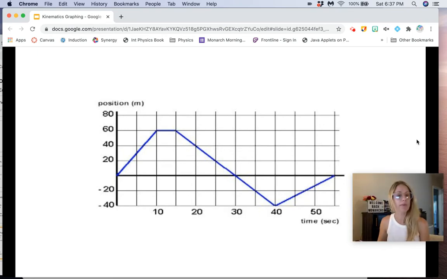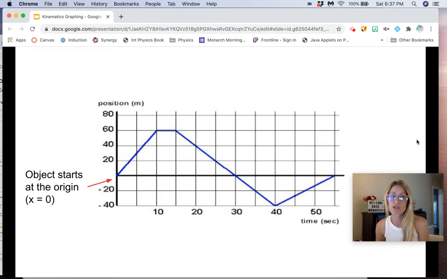So we can see that, number one, we're graphing position versus time, so position as it changes with time. The object here is starting at the origin, so that means we're starting at x equals 0. Again, we know that the slope of a position versus time graph is velocity. As time goes on, the object is going in the positive direction because it's going toward x equals positive 60 meters. And because it's going in the positive direction, it has a positive velocity, a positive slope.